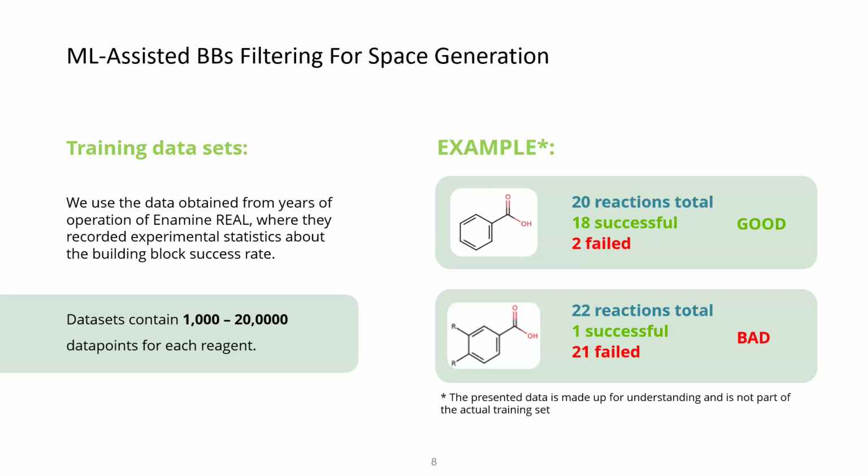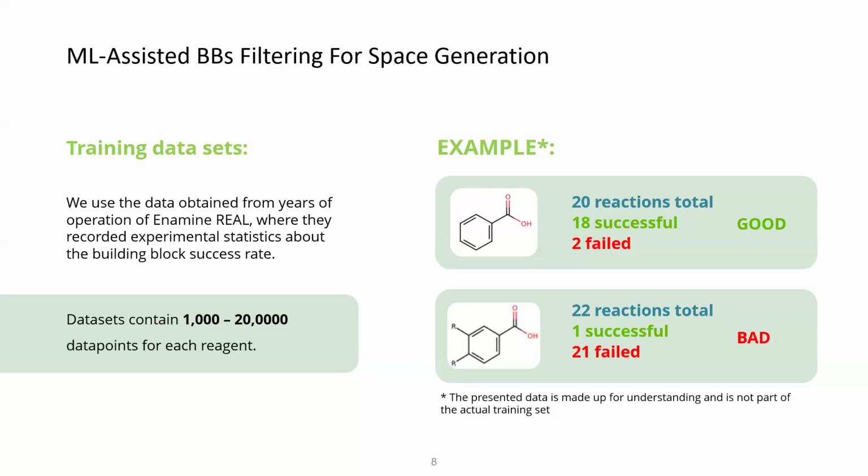And you can see an example of such a data set on the slide. This is dummy data, it's not real records or anything. But for example, if the building block participated in 20 reactions total, and out of the 20 reactions, 18 were successful, this means that this building block is suitable for this transformation.